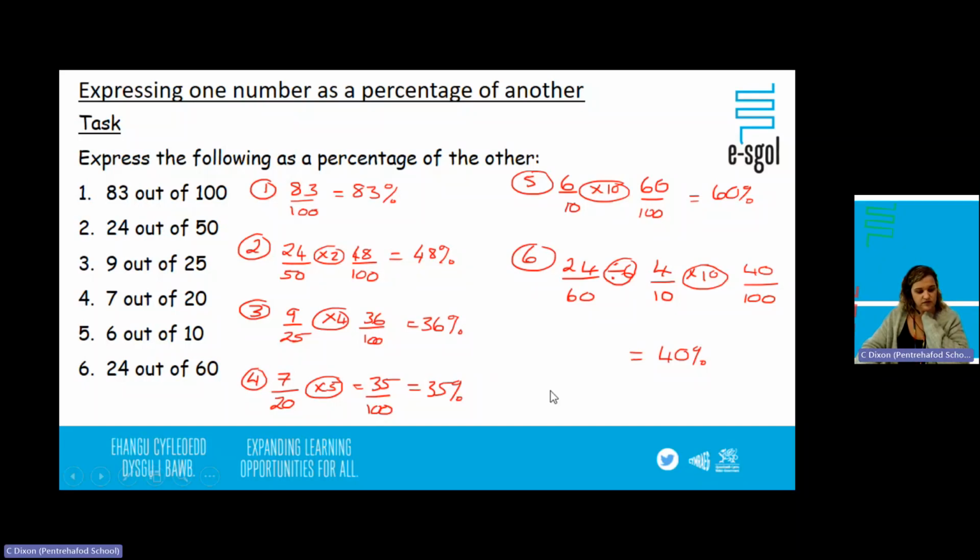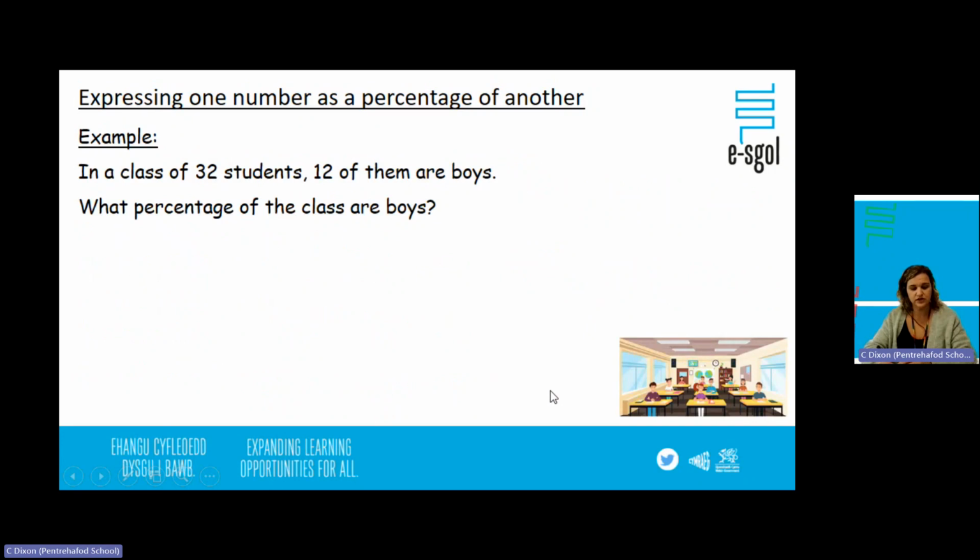Okay, moving on. The next one is a worded question. What I'd like you to do is have a read, so we're going to read this together. Let me just get my highlighter. It says, in a class of 32 students, 12 of them are boys. So there's 12 boys. What percentage are boys?